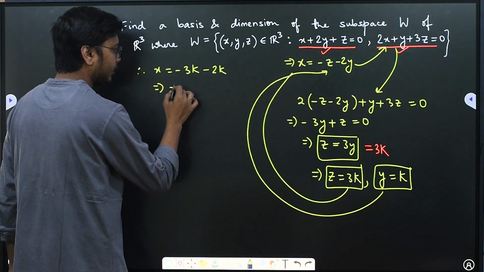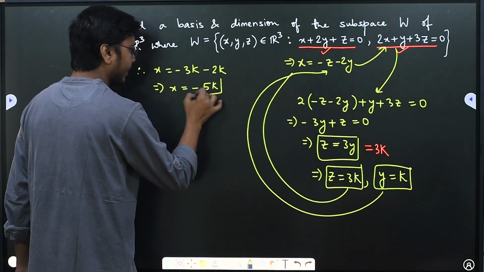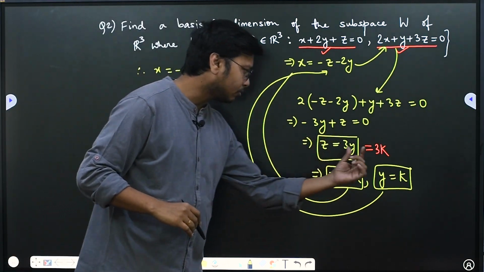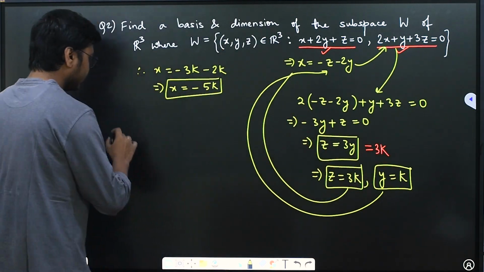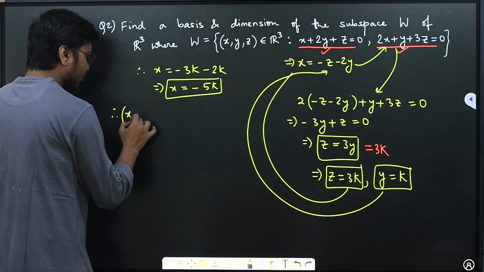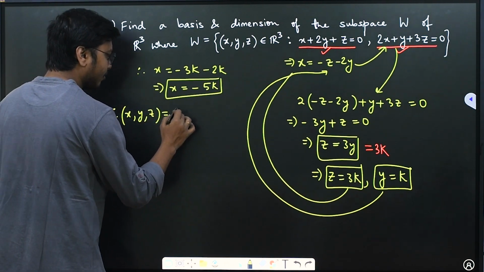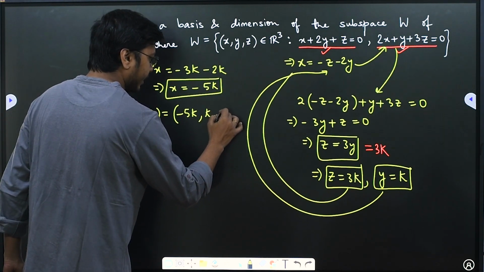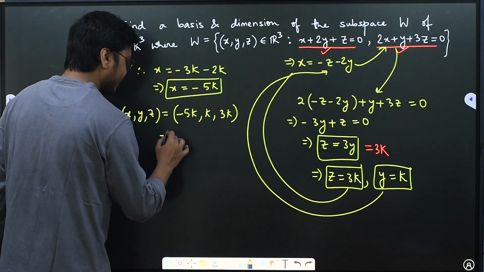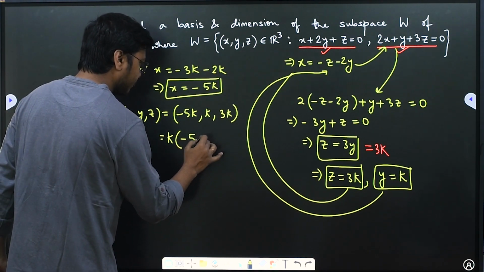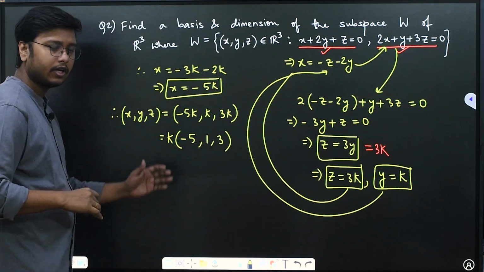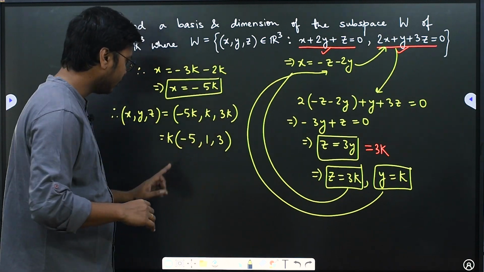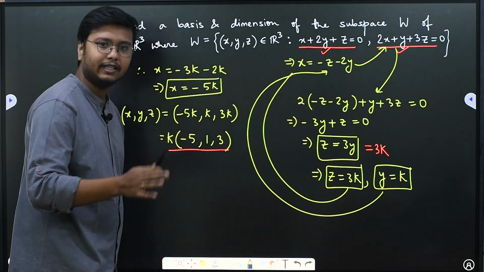So the value of x would be minus 5k. Okay, so I've got the value of x, y and z in terms of some constant which I've taken as k. So I can say that therefore the coordinate x, y, z is becoming minus 5k, k and 3k. So I can easily take the k common and I'll have minus 5, 1, 3. Okay, so this is how an element of the W subspace would look like, where k is any constant.